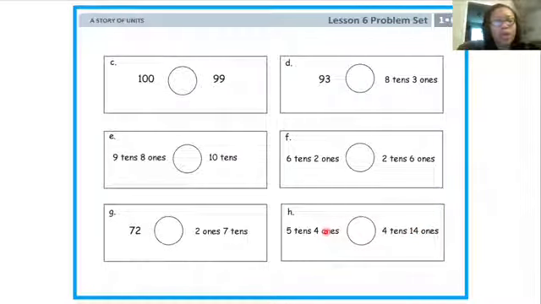Will we put a greater than sign here, a less than sign here, or an equal to sign here? I'll let you think about that. But that's the end of our lesson today.